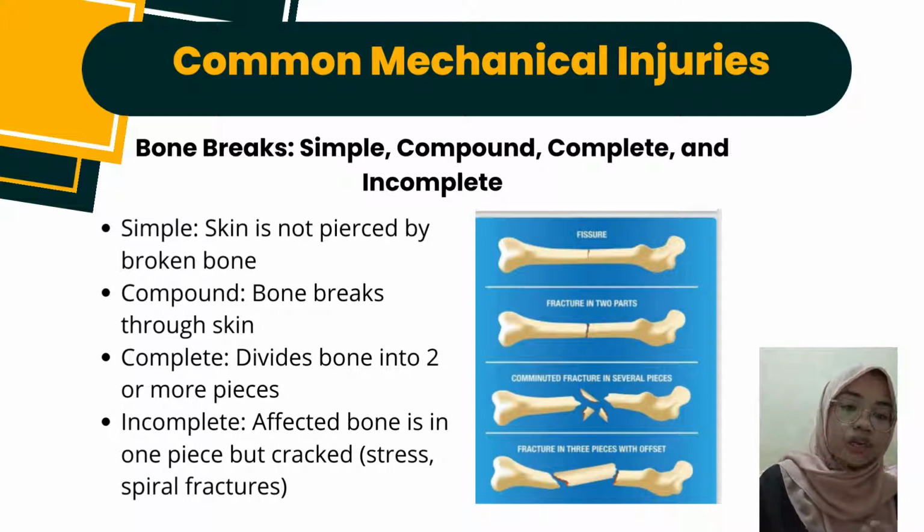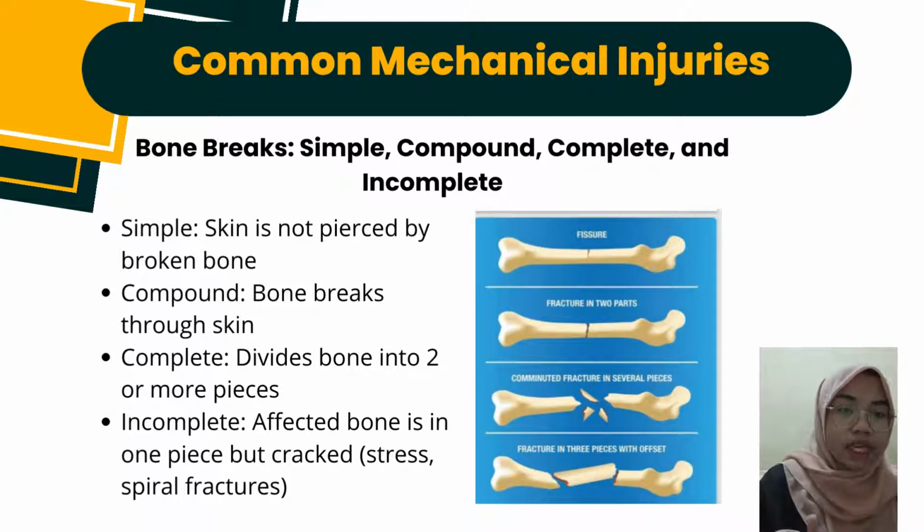And the incomplete bone break is when the affected bone is in one piece but it is cracked, such as a stress or spiral fracture. Or in a simple way, when the bone is cracked but not all the way through. Okay, all these bone breaks might happen when we are handling the machines.